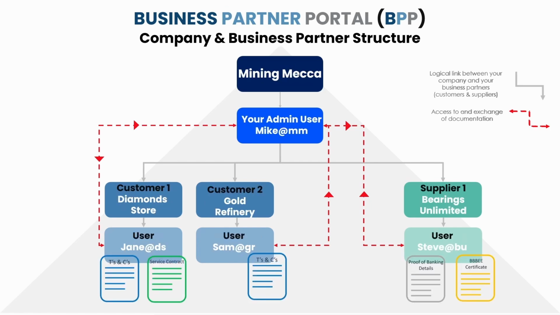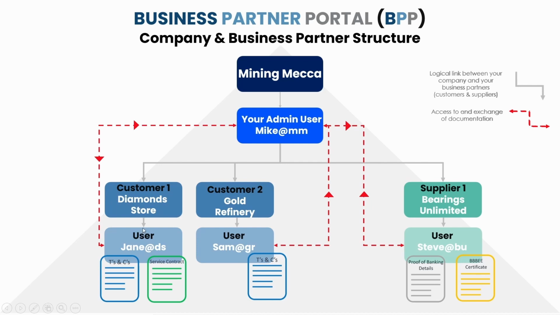If we look at the next slide, I've given names to the setup. These names will be used in a demonstration of the Business Partner Portal. For demonstration purposes, your company name is Mining Mecca. Your admin user's name is Mike, so his email will be mike@mm.co.za. We will create a customer called Diamond Store.